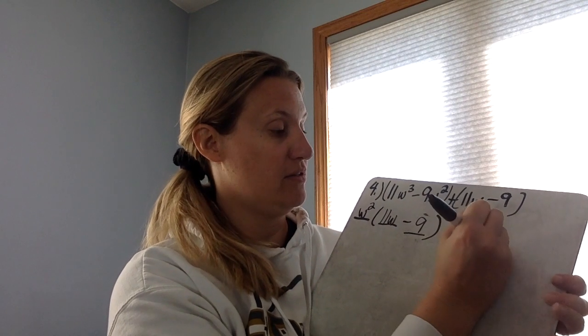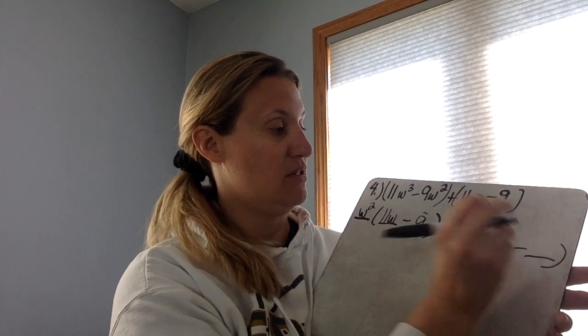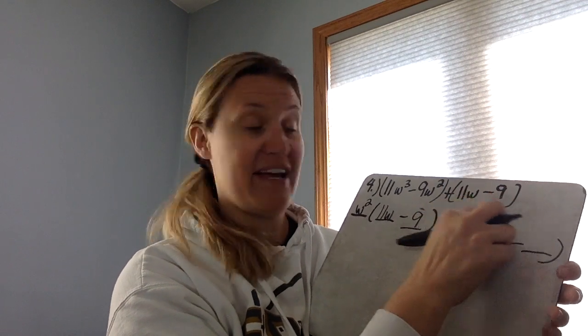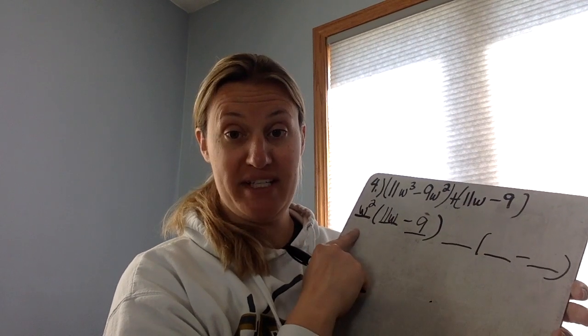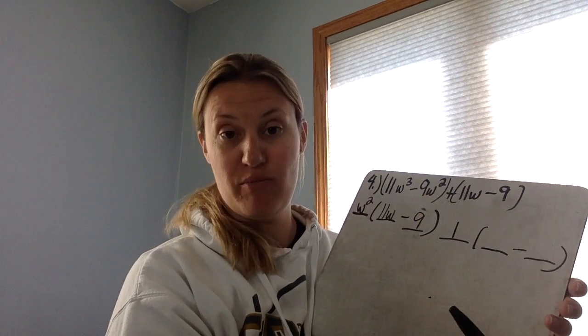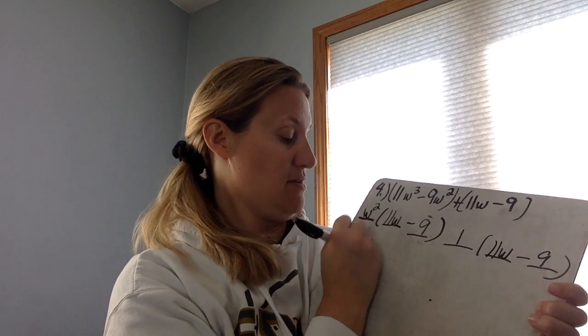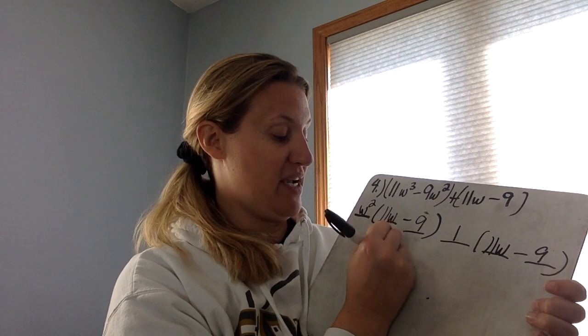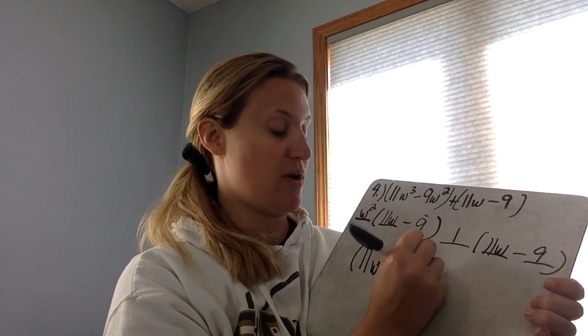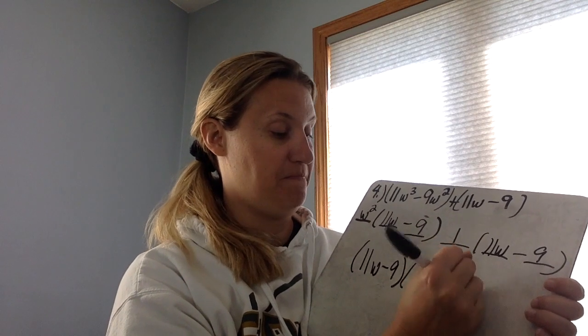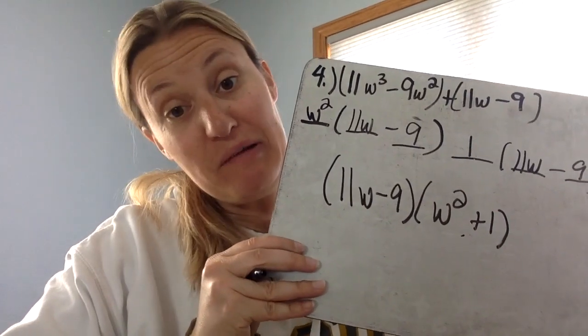Over here, 1, and I don't have a variable in common that I could write down like I did over here, so I'm going to write the number 1. That will leave me 11w and 9. Those are the same thing. So this is 11w minus 9, w squared plus 1. And that would be my final answer.